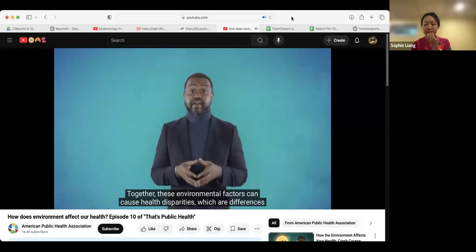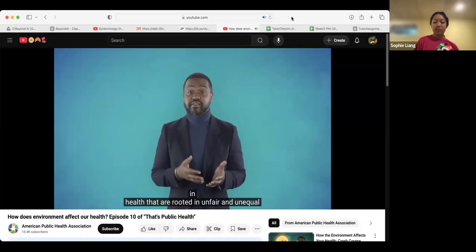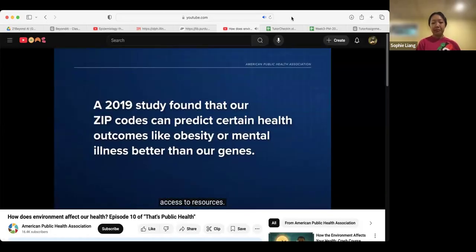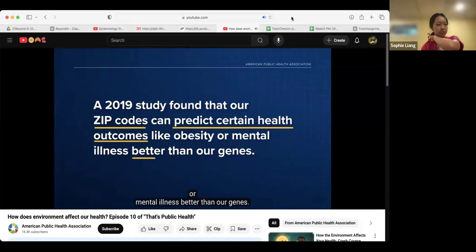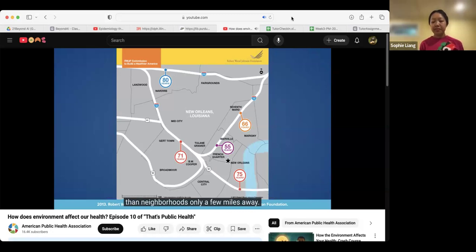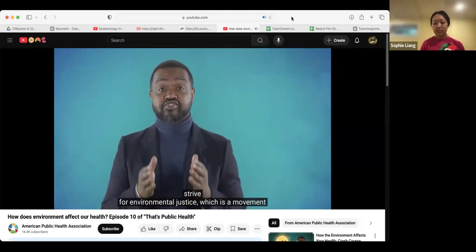Together, these environmental factors can cause health disparities, which are differences in health that are rooted in unfair and unequal access to resources. In fact, a 2019 study found that our zip codes can predict certain health outcomes like obesity or mental illness better than our genes. And in cities across the nation, certain neighborhoods have life expectancies 10 to 30 years shorter than neighborhoods only a few miles away.